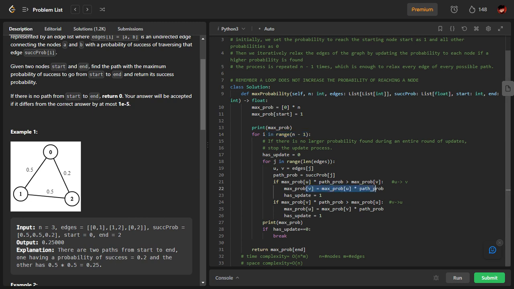Operating on each edge. See, in the case of real Bellman Ford, we'll have a plus sign here. Basically, we're adding the cost of each edge as we travel. That's what it is. But in this case, we are dealing with probabilities, so we are multiplying.